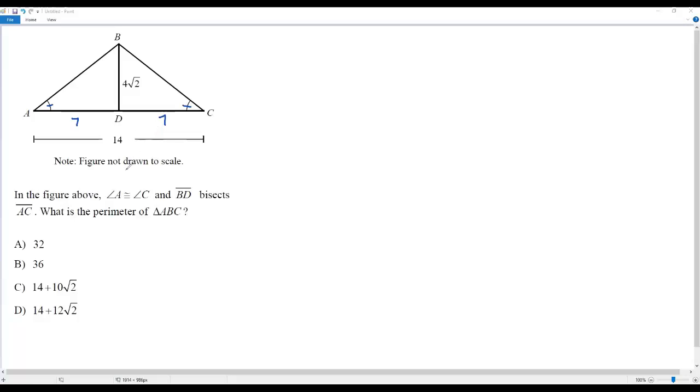Okay, so we have to find the perimeter of the triangle ABC. For that we have to know the lengths of all the three sides of the triangle ABC. When I add the lengths of all the three sides of the triangle ABC, I can get the perimeter of the triangle ABC. Already you know the length of the side AC. So I have to find the length of BC and I have to find the length of AB.